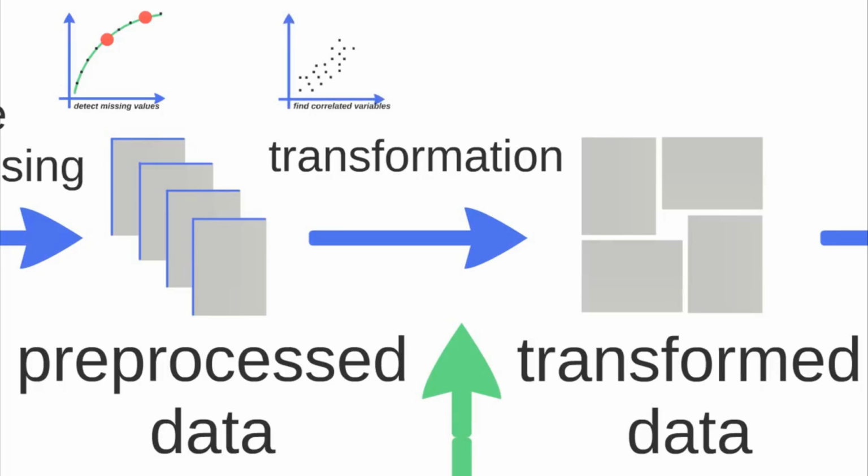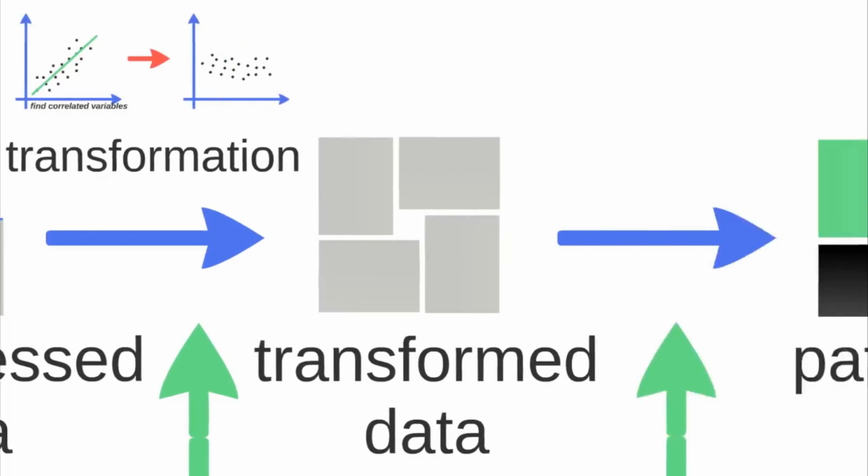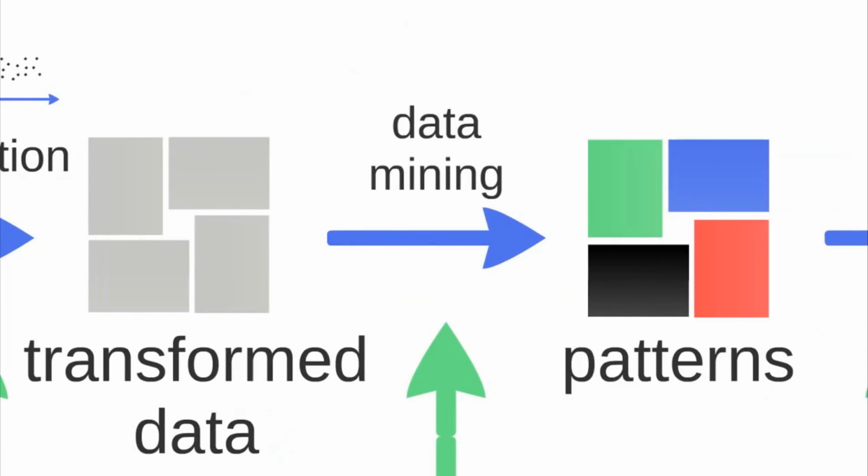Another step is to find correlated variables. Suppose we have these two variables here. We can see that they have a high correlation, which means that using both of these variables is useless. So what can we do with this? We can apply some transformation to the data to make these variables uncorrelated, and then we can extract the most information that we have.